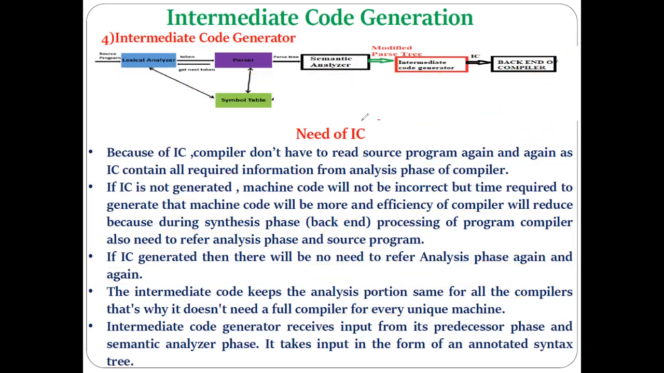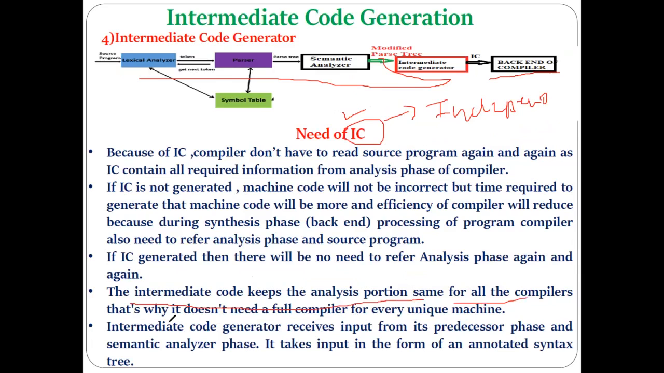One important thing related to the intermediate code is that it is independent of the machine. It doesn't depend on what kind of machine you have. Understood? So even if you change the machine, there is no need to design the front end of the compiler. Only the back end needs to be designed when you change the machine. So that is the reason IC needs to be generated, to avoid designing the compiler for each new machine from scratch. So the intermediate code keeps the analysis portion the same for all the compilers. That is why there is no need to design the full compiler for every unique machine.